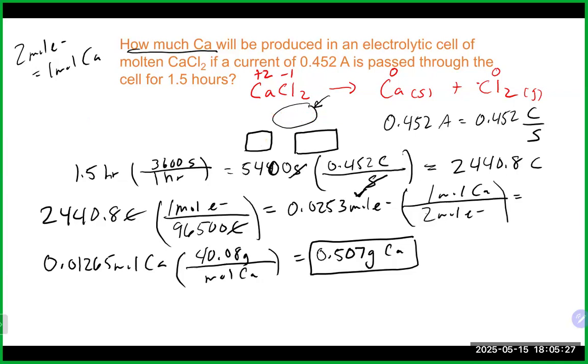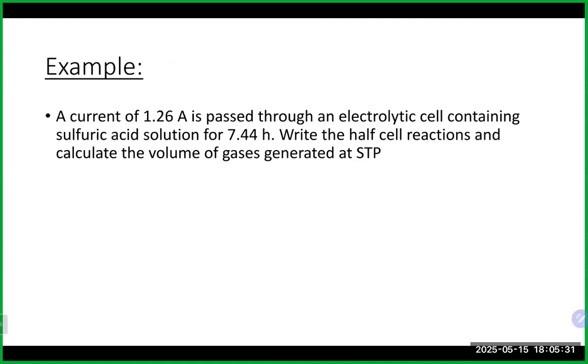Once you've tried the water one, give that one a go here. A current of 1.26 amperes is passed through an electrolysis cell that contains sulfuric acid for 7.44 hours. What is the volume of gases generated at STP?